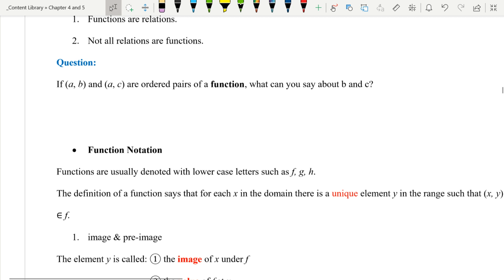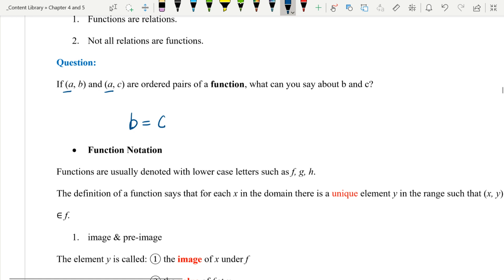Now, let's think about function. What's the definition for function? Each x must have one y value. So, different or same? Same. B and C must be the same value because you start from the same x, you shouldn't get a different y value. Those 2 points must be the same point. Otherwise, there's no way to become a function. So B and C must be the same.